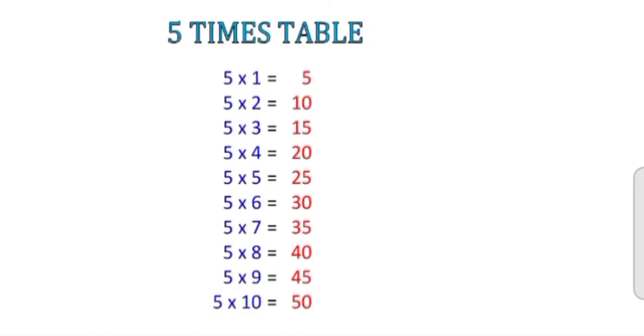Let us recall our session with the fifth table. 5 ones are 5, 5 twos are 10, 5 threes are 15, 5 fours are 20, 5 fives are 25, 5 sixes are 30, 5 sevens are 35, 5 eights are 40, 5 nines are 45, 5 tens are 50.